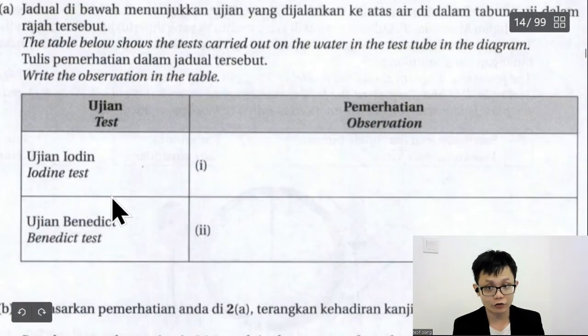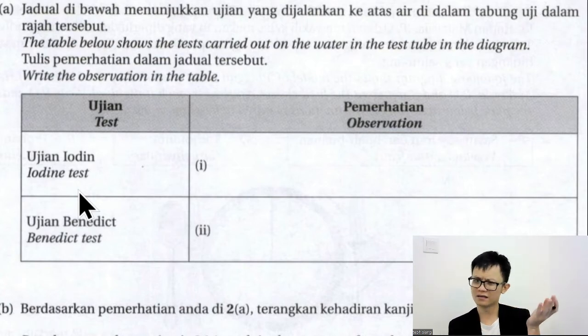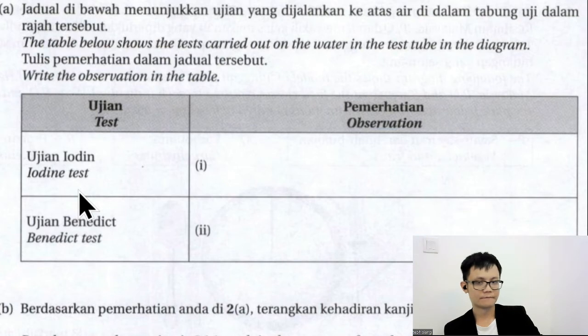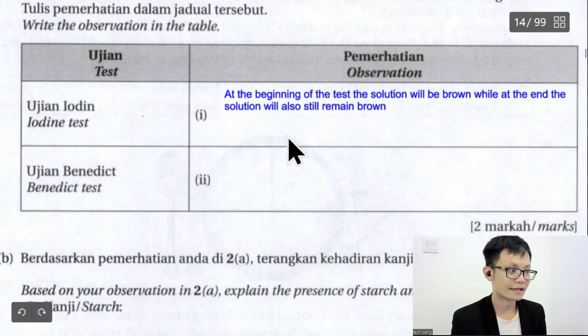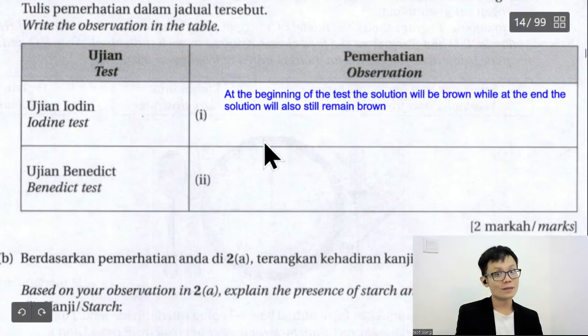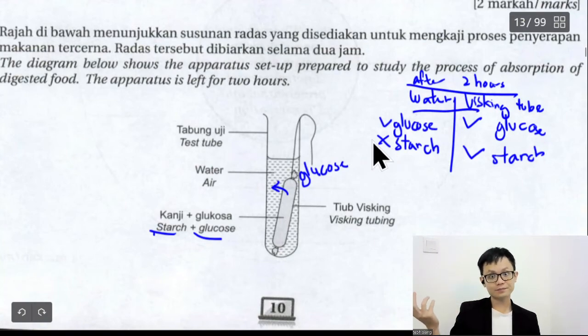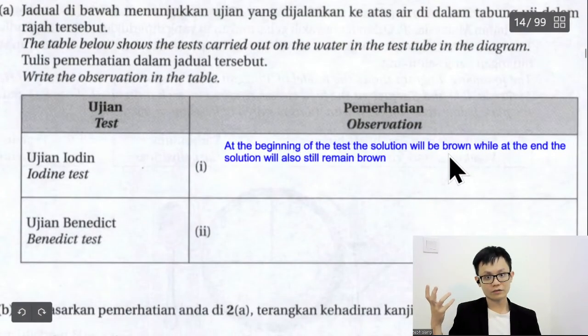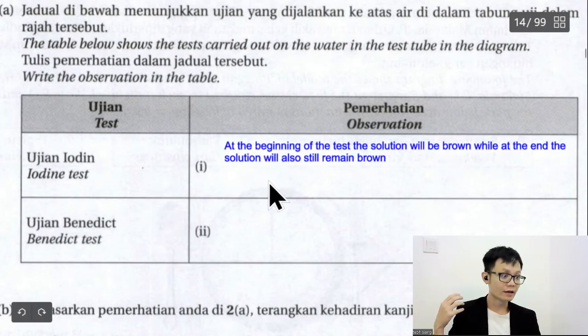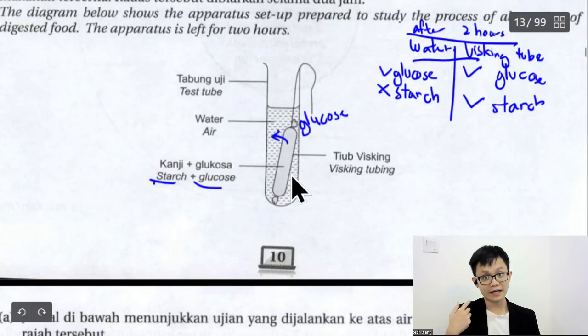Okay, write the observation. So what do you see for iodine and Benedict? What will you see? See nothing, or see what? The answer is actually that you can see nothing. I thought you would make it wrong, like you would say that a blue-black solution will be formed. But if you test the water, since the water doesn't have starch, nothing will happen. The iodine color is brown, so at the end the solution will continue to be brown. It won't change to blue-black. But if you test inside the Visking tube, it will become blue-black.